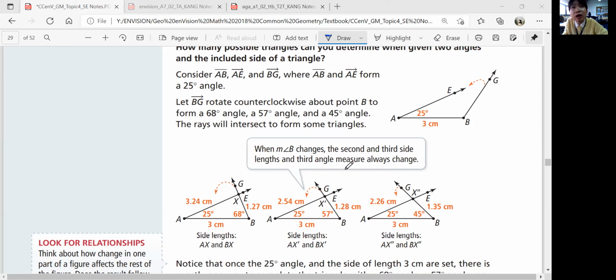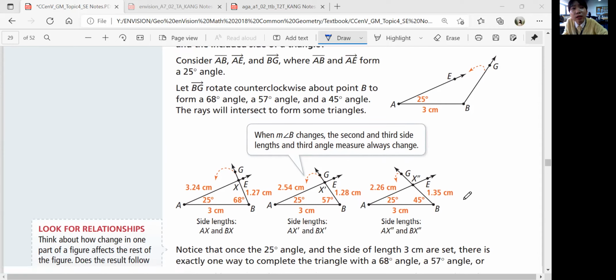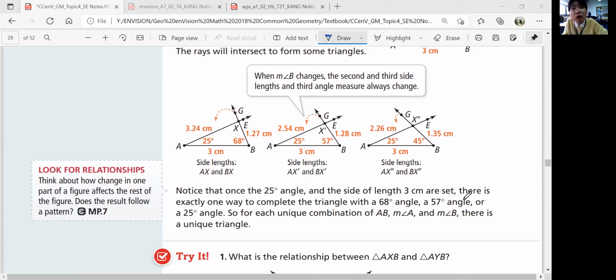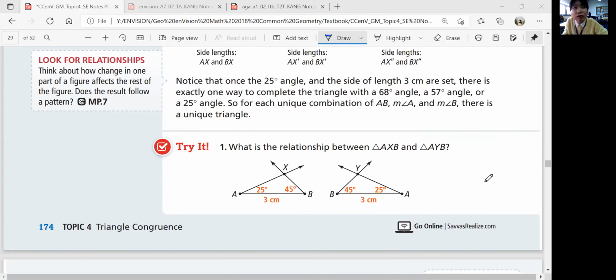It needs to have exactly the right angle. Wait a minute. Yes. So if you have two angles and one included side, there is a unique triangle. There is only one way to draw that triangle. So let's try number 1.